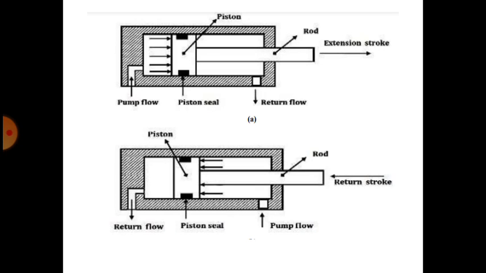Double acting cylinder. So in the figure you can see this double acting cylinder. The double acting cylinder produces linear motion in two directions. Hydraulic power is applied on either side of the piston. The construction of the double acting cylinder is similar to that of the single acting cylinder, except that the rod end of the cylinder also has an oil port.